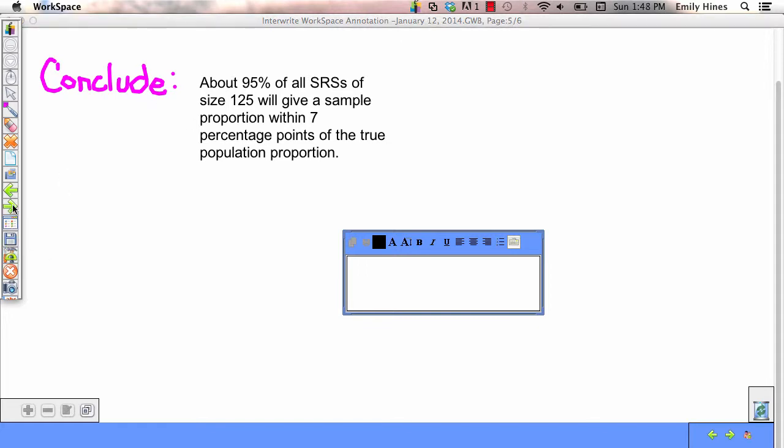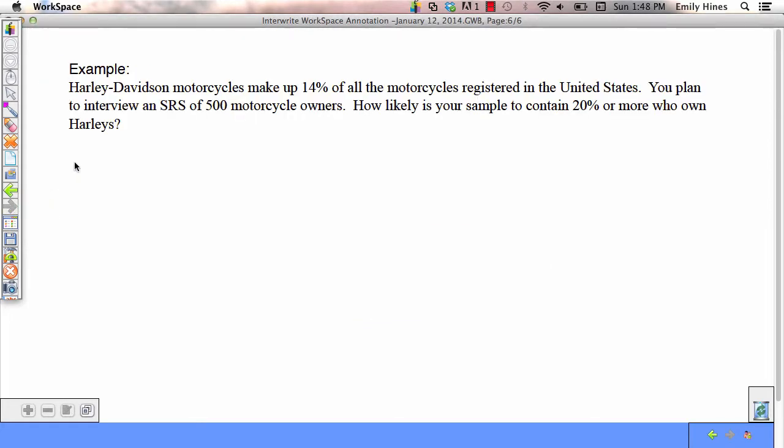Okay, let's look at one more example, just in case that one wasn't clear enough. Maybe this one will help. Harley-Davidson motorcycles make up 14% of all the motorcycles registered in the United States. So you plan to interview a simple random sample of 500 motorcycle owners. How likely is your sample to contain 20% or more of people who own Harleys?